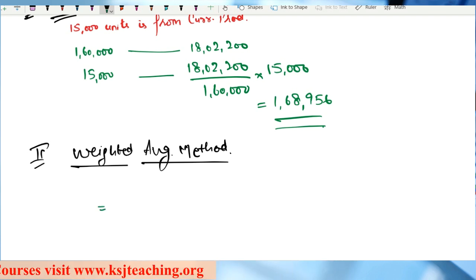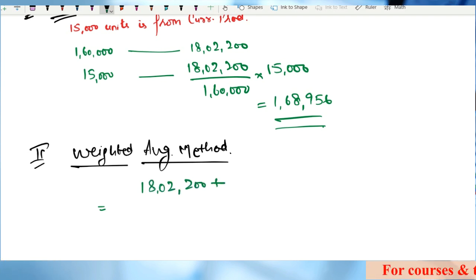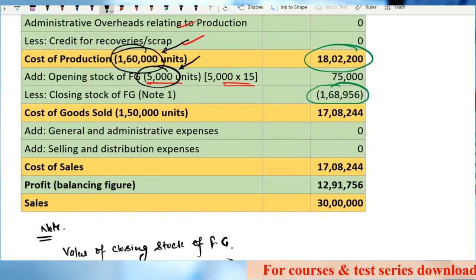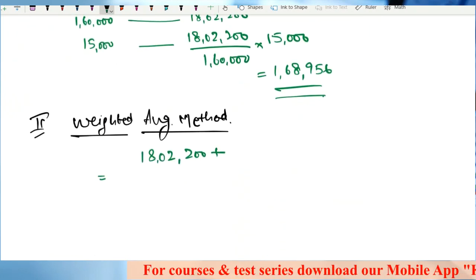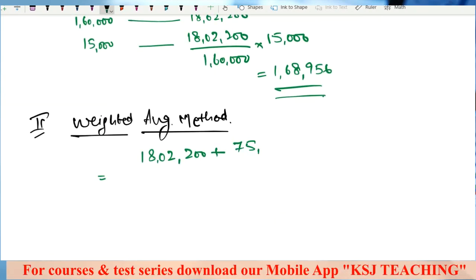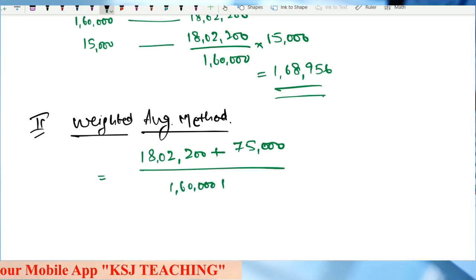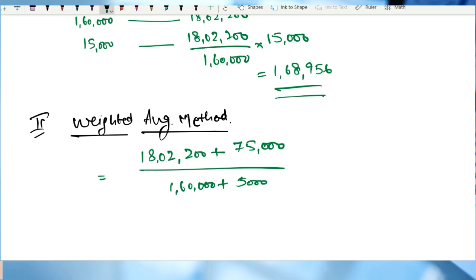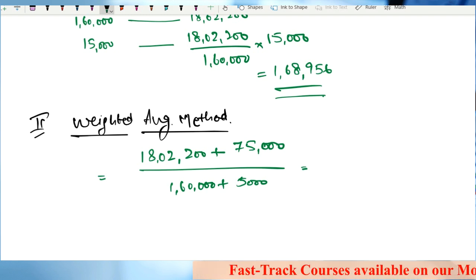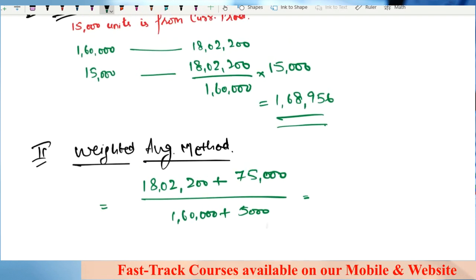You will say, what is the cost of manufacturing 1,60,000 units, 18,02,200, plus what is the cost of opening stock, that is 75,000, right? Divided by 1,60,000 units plus opening stock of 5,000 units. This is how you will calculate the value. Now this value will come to something around 1,70,000, right? This is how the weighted average works.